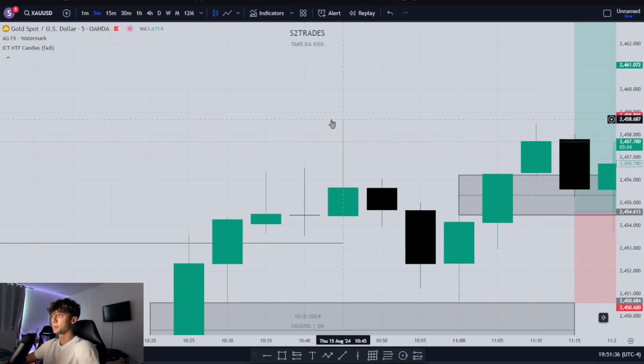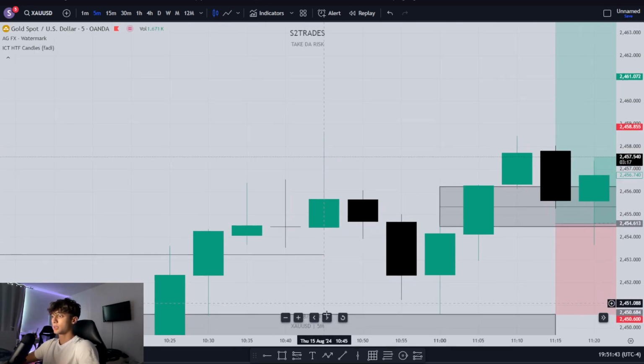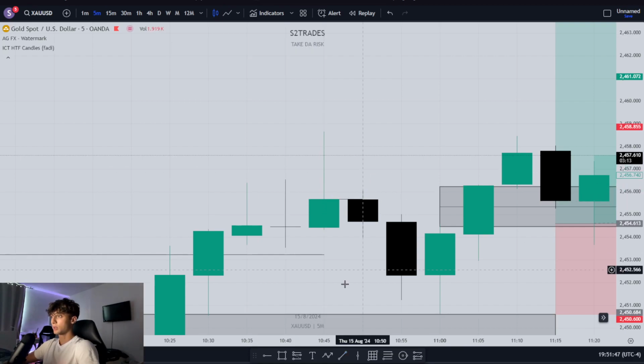This was the highest it's been, and it moved down. It just did some random moves and it finished here. So let's look at it on the 1 minute. Let's look at this specific candle on the 1 minute, so we'll see the general moves.